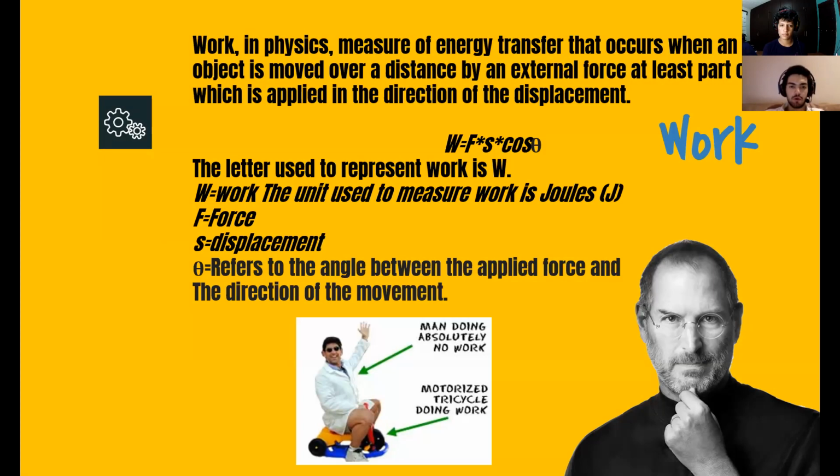First of all, what is work? Work is defined in physics as a measure of energy, a transfer of energy that occurs when an object is moved over a distance by an external force, at least part of which is applied in the direction of the displacement. The formula is work equals force times S, the displacement, times the cosine of the angle. The letter we use to represent work is W, and the unit we use to represent work is joules.